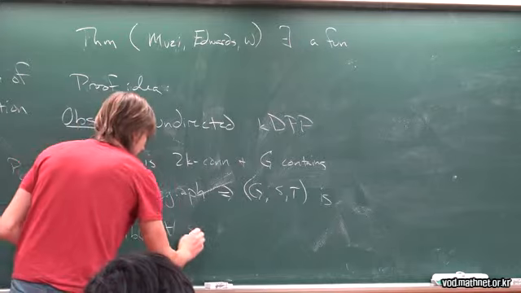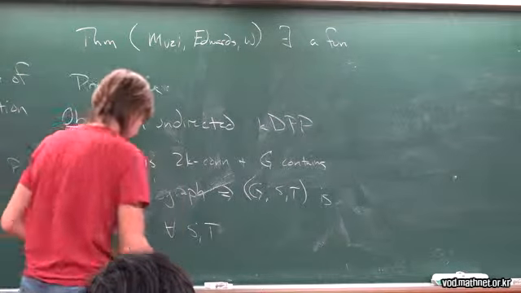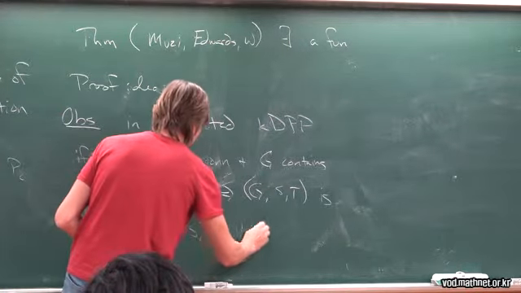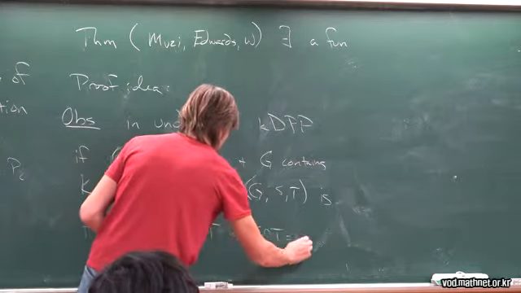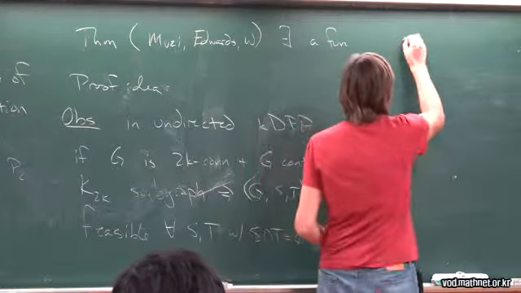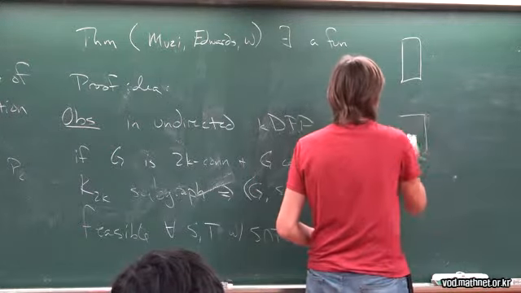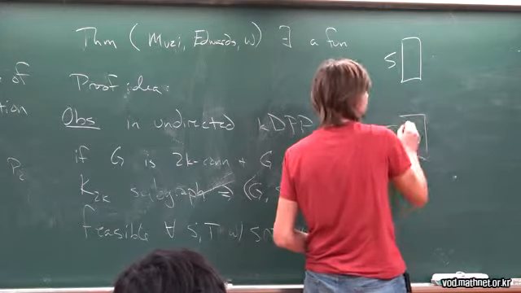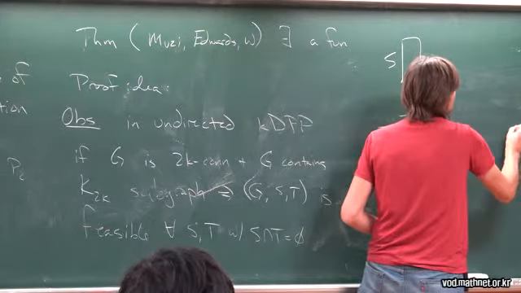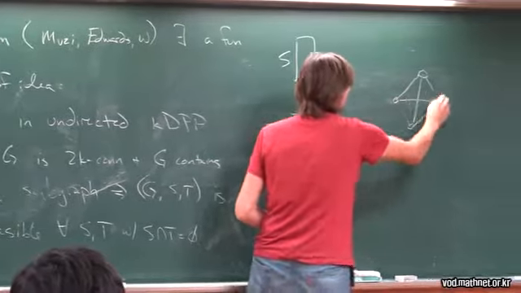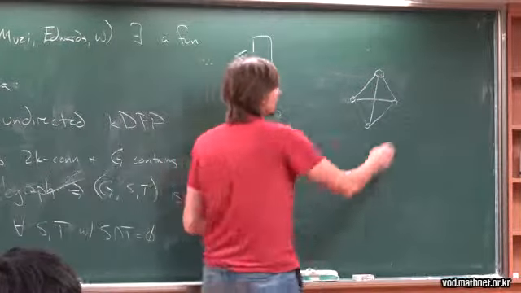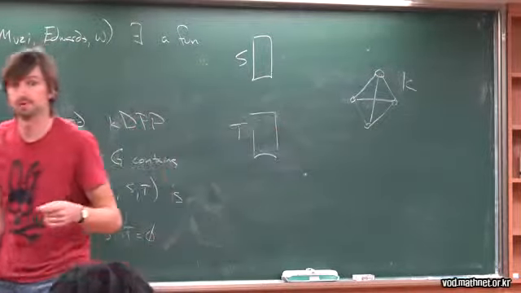For all choices of S and T, disjoint. All right, so what does that picture look like? Here are my two sets of vertices, S and T. And I assume the graph has a clique subgraph K here.